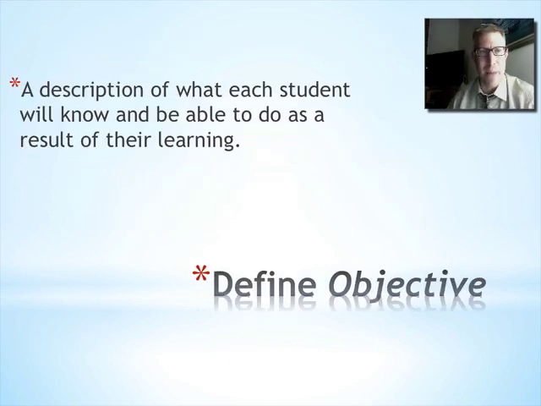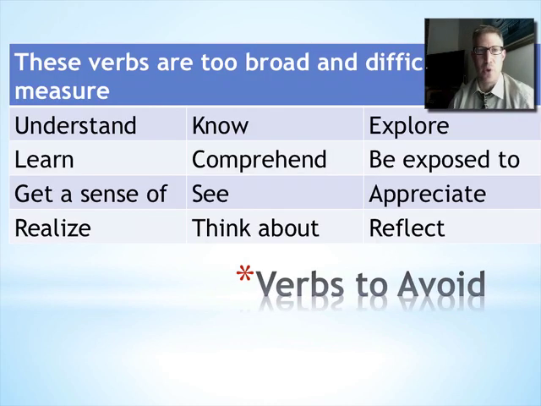So again, let's just wrap it up. This part, what is an objective? It's a description of what each student will know and be able to do as a result of learning. Now I also want to make sure, caution you against using these verbs. These are verbs that really are very difficult for the students to understand exactly what you want and very difficult for you to measure. So for example, and one that's not on here is students will state their opinion on.